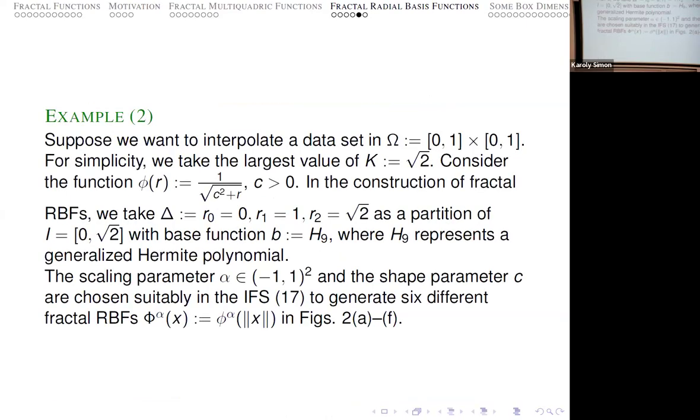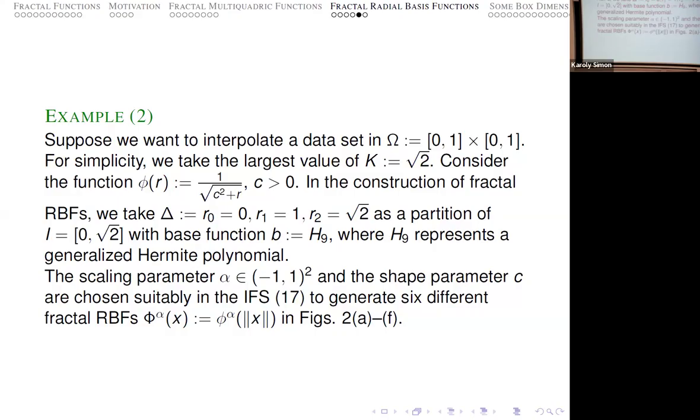Here we have given the example. For simplicity, we have taken [0,1] to [0,1]. Here you can find the maximum value of k will be root 2. Therefore, I can construct the fractal radial basis function. That means in the radial direction up to root 2, it will be self-similar. Consider phi(r) equal to the square root of c squared plus r squared. Here I think we have taken the inverse multiquadratic function.